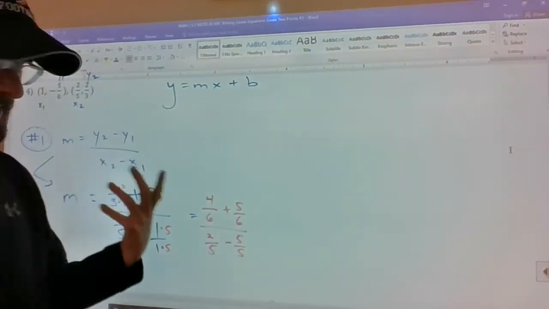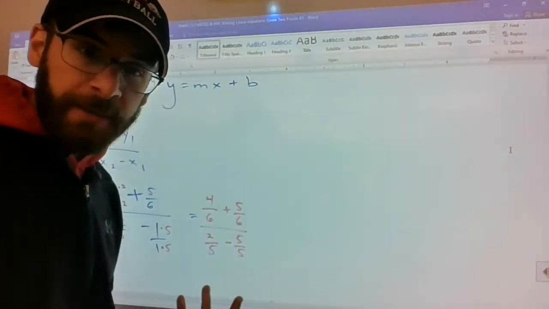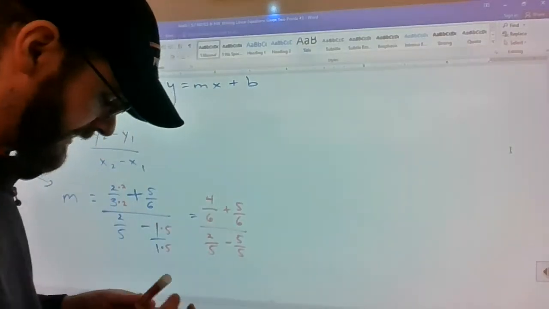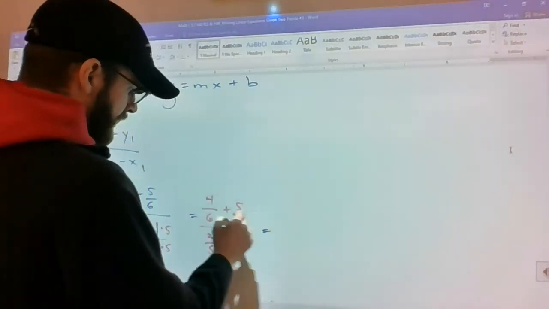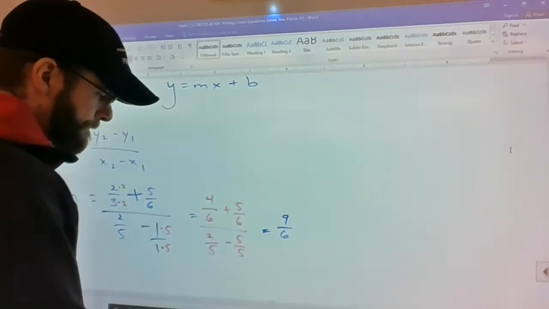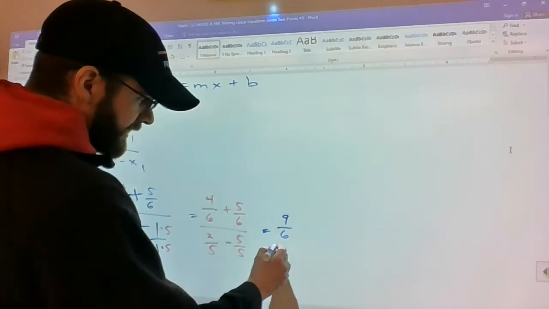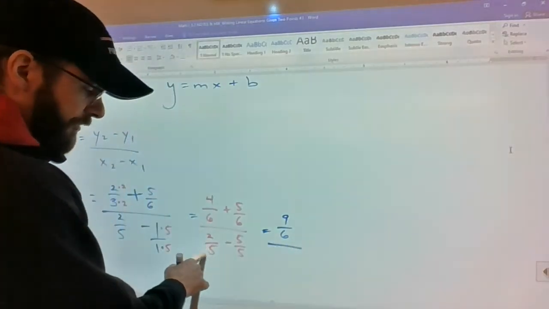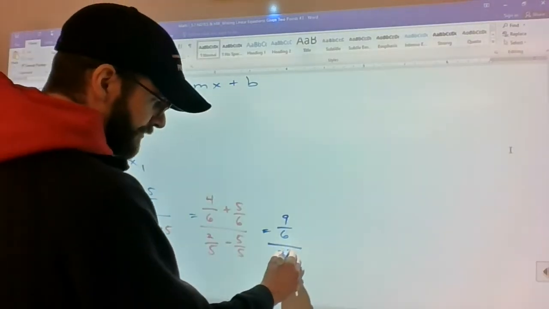All right. So it looks like just the finding of the slope is going to be a lot of work, but we can take it one step at a time. 4 over 6 plus 5 over 6 is 9 over 6. And then divided by 2 over 5 minus 5 over 5, that's going to be negative 3 over 5.